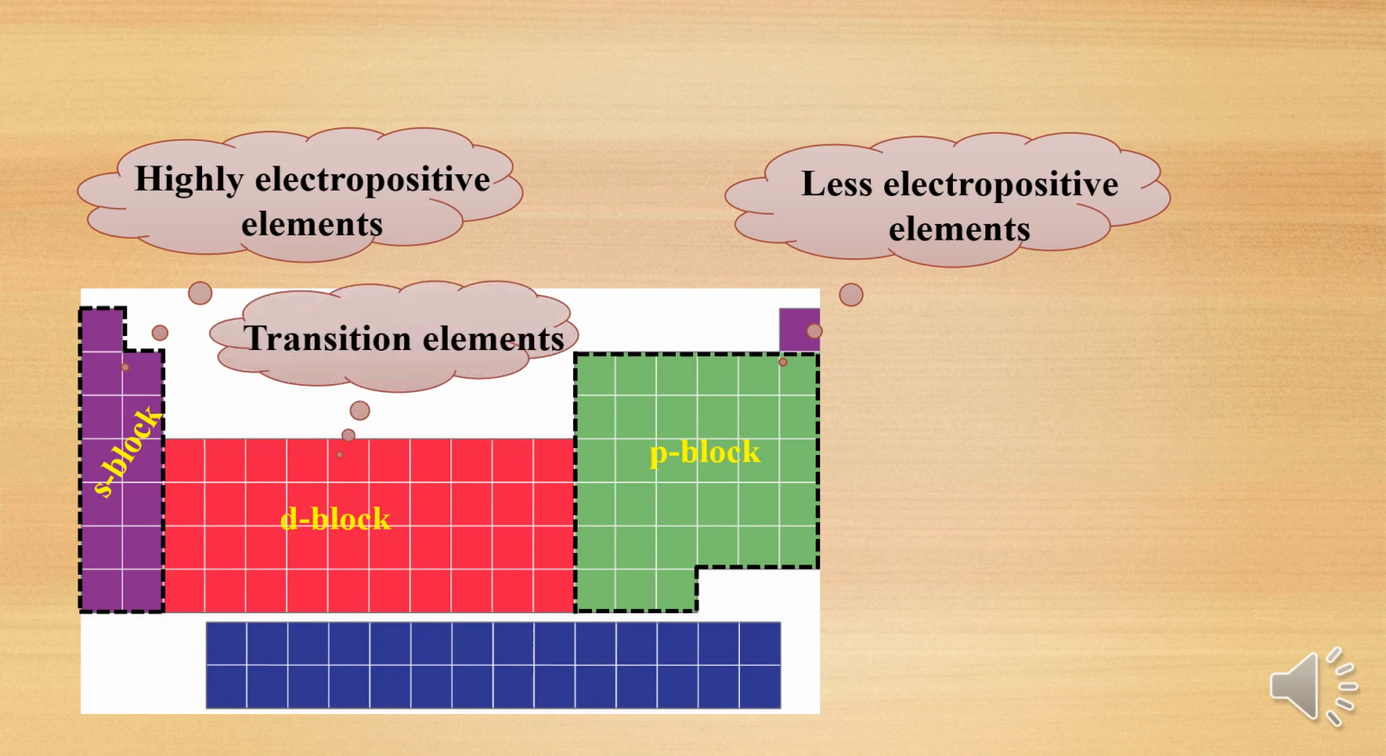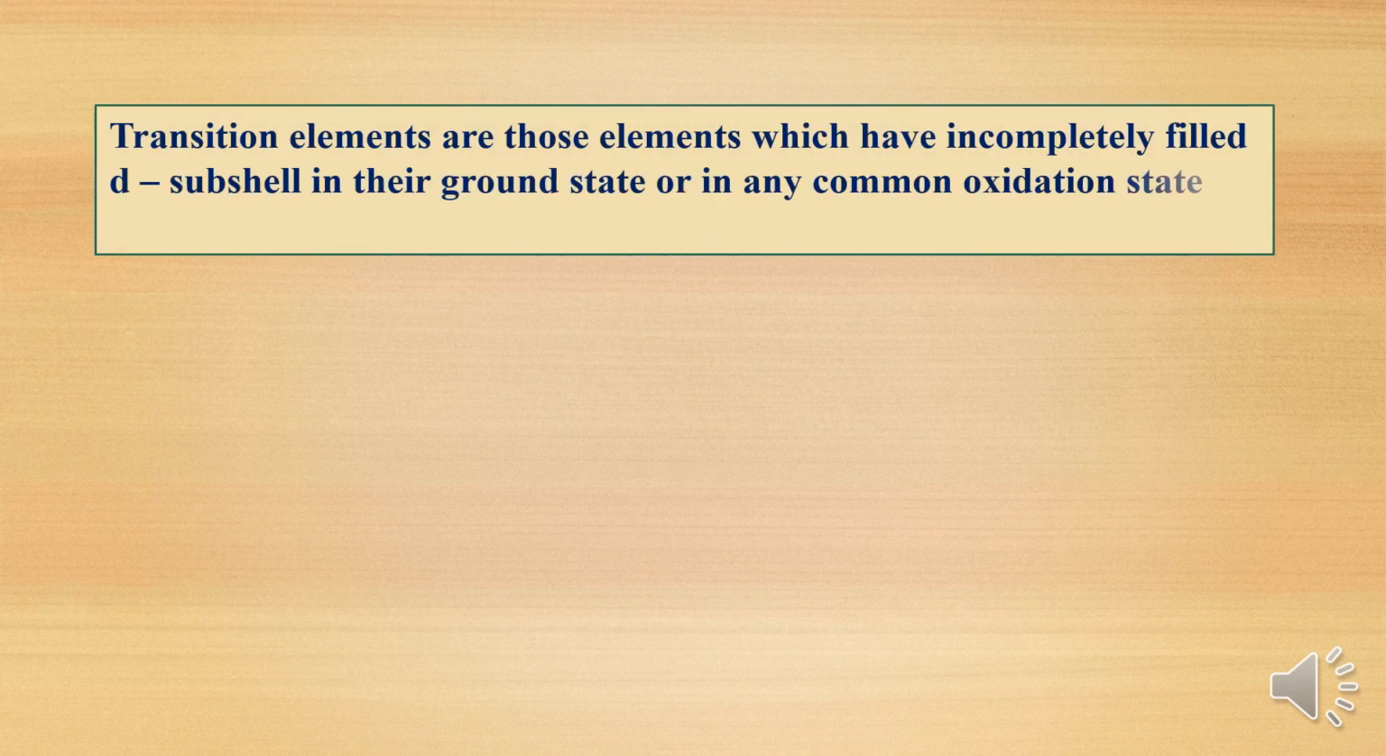Then d block elements are called transition elements. I will explain what transition elements mean in the next slide. Transition elements are those elements which have an incompletely filled d subshell in their ground state or in any common oxidation state, having electronic configuration d1 to 9. Once more, transition elements have incompletely filled d subshell in their ground state or in any common oxidation state, that is d1 to 9.